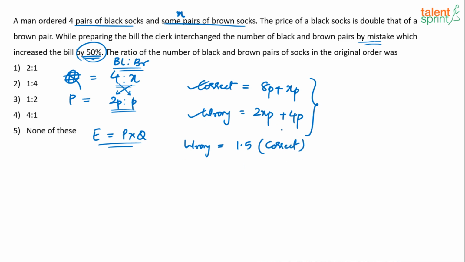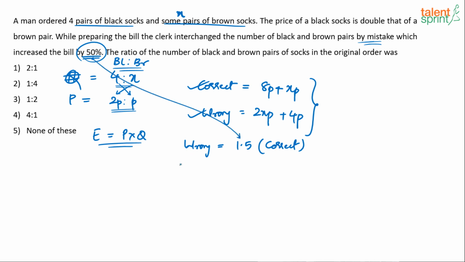You are able to understand this equation? The wrong bill is 1.5 times. Why am I taking 1.5 times? Because it increased by 50%, right? So instead of the correct bill, we got 50% more. So the correct value plus 50% of the correct value is 1.5 times the correct value, right? This is 150%, which is 1.5 times. You getting it? Increase by 50% is giving us 1.5.